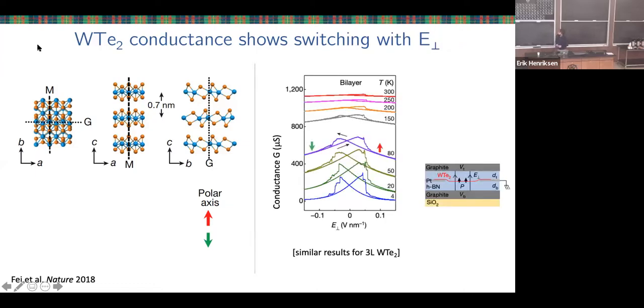The measurement that he did was to sandwich WTe2 between a top gate and a back gate, and to just measure the conductivity of the WTe2. What he sees is, as he changes the out of plane electric field, as he sweeps one way and then sweeps back, he sees this bistability. So he sees this hysteretic behavior. So the WTe2 conductance shows switching with perpendicular electric field, which is one of the ingredients that you need for ferroelectricity.